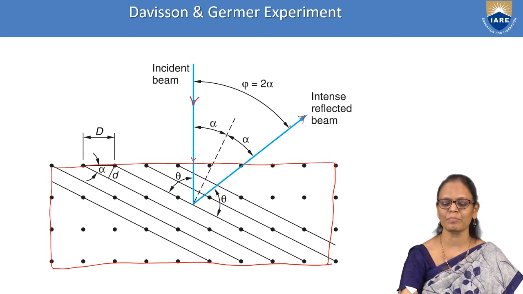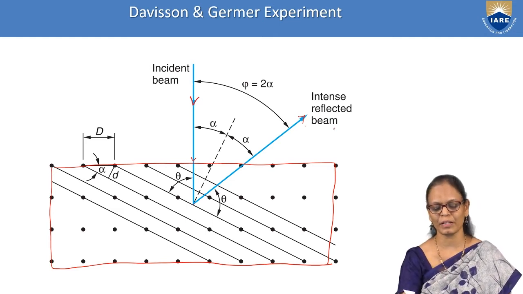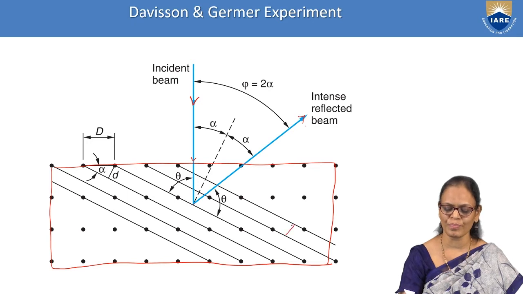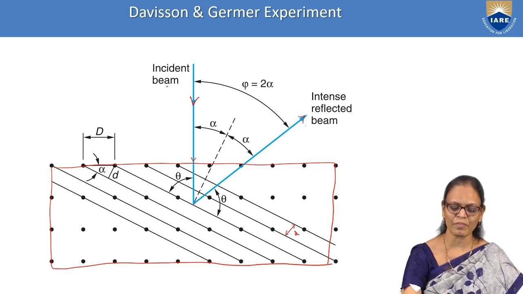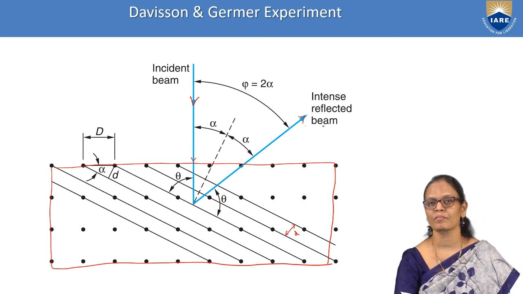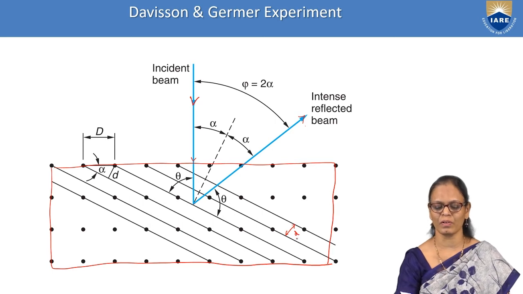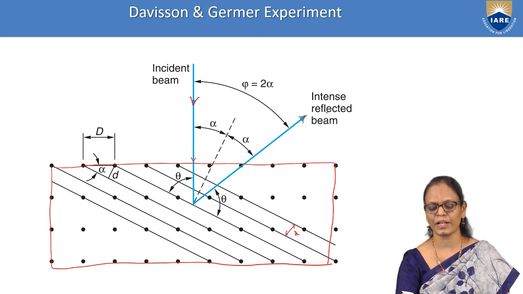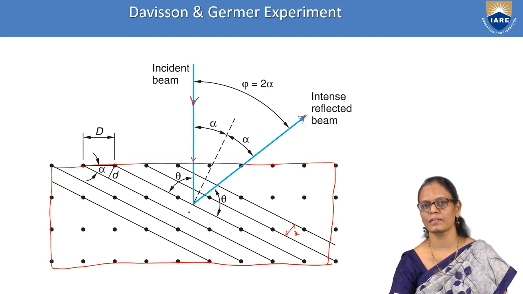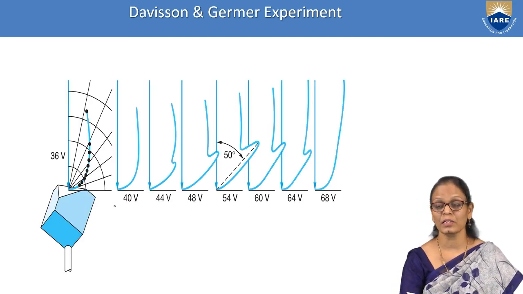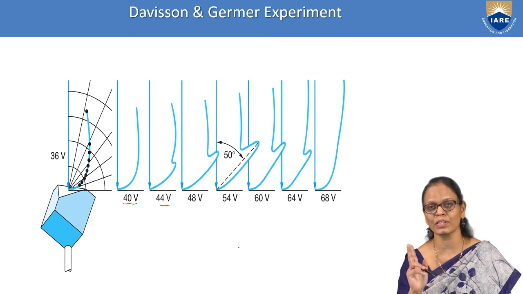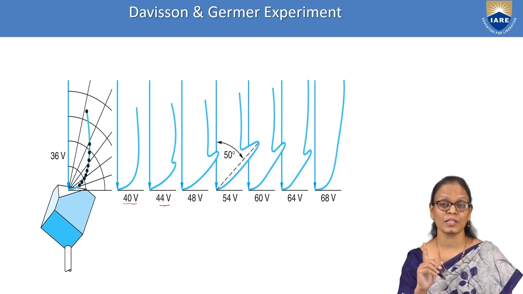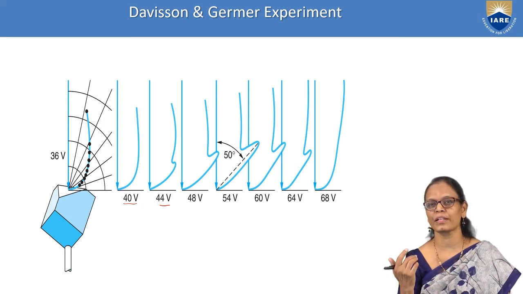You can measure the angle between the incident beam and the reflected beam. You also need to know the distance between the two lattice planes, because you may have another reflection coming from here. That is why we need to know d also. I hope you understood how the beam is incident and how it is getting reflected because of the crystal. I said he conducted the experiment with varying voltages and at different angles. Two things he was varying: one is the angle between the incident beam and the reflected beam, and the other is the potential that is applied.